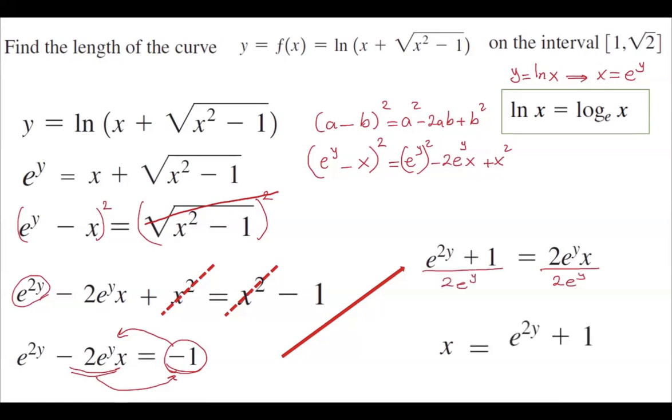x becomes e to power 2y plus 1 divided by 2e to power y, because these two get cancelled out, and you can isolate x on one side. So from y equals ln of x plus the square root of x squared minus 1, we got x to be e to power 2y plus 1 divided by 2e to power y. We can also simplify this further. Why are we doing that? Because it makes it much easier to take the derivative.